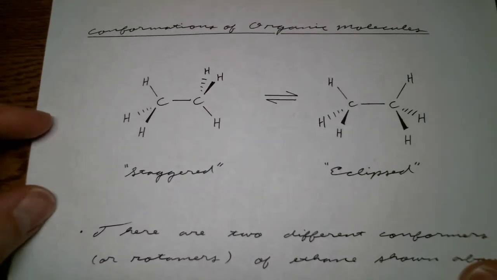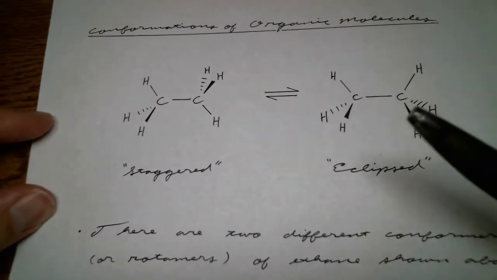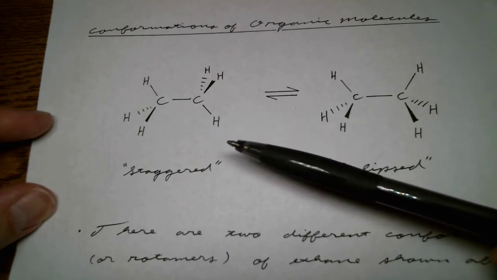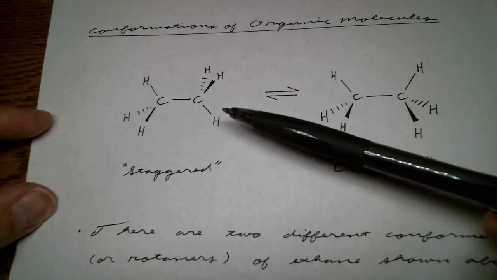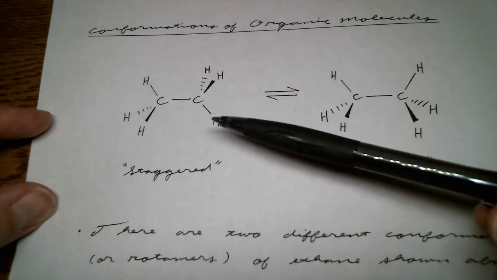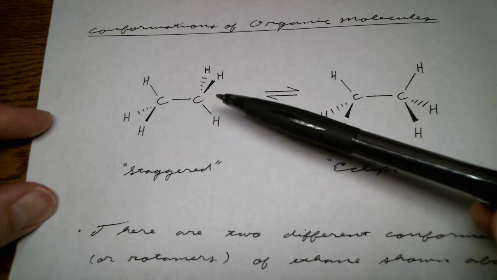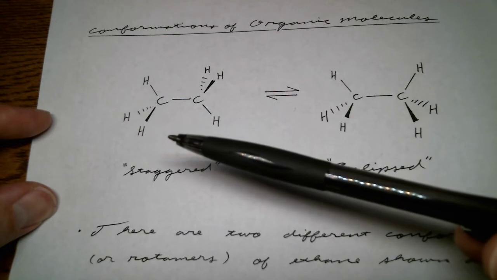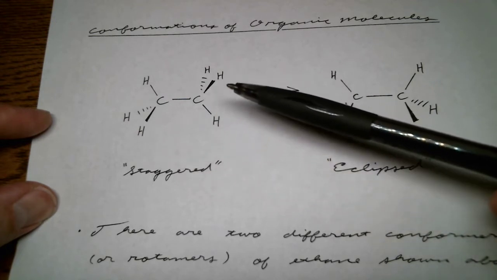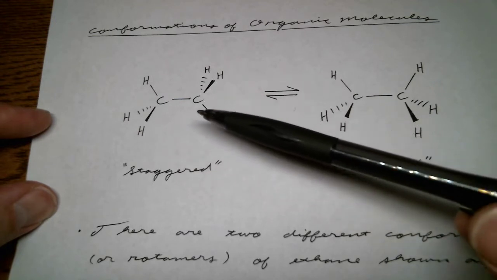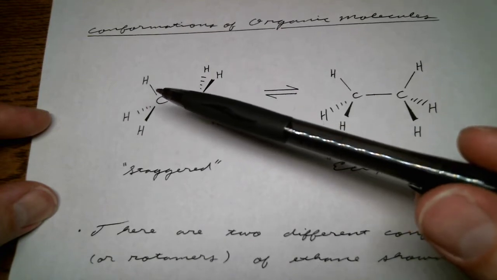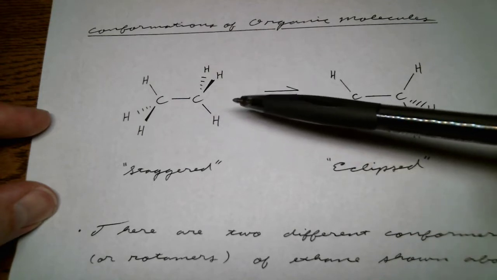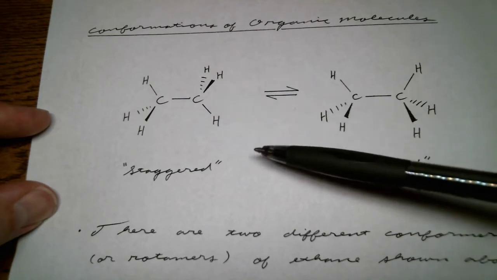So, conformations of organic molecules. Here I've drawn out a staggered conformation for ethane. You can see the straight lines are in the plane of the page. The wedged bonds are supposed to be coming up out of the plane of the page, and the dashed bonds are going back behind the plane of the page. One could imagine how this hydrogen would be staggered between these two if you were sighting down this carbon-carbon bond.